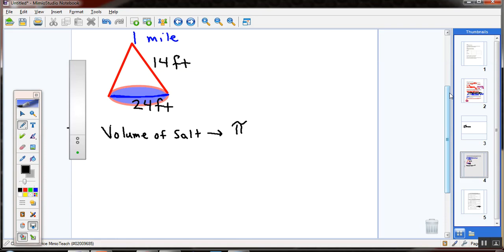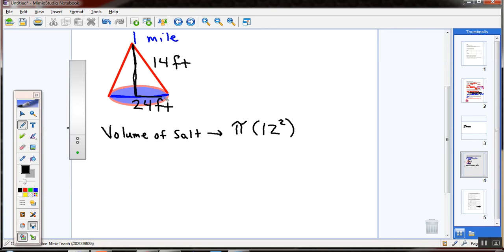The diameter is 24, what's the radius I would plug into the formula? It'd be 12, wouldn't it? Half of 24 would be 12. Okay, now we have to be very careful on this. The height that we're talking about for a cone is on the inside part here. It's not this slant height that they give you of 14 feet.